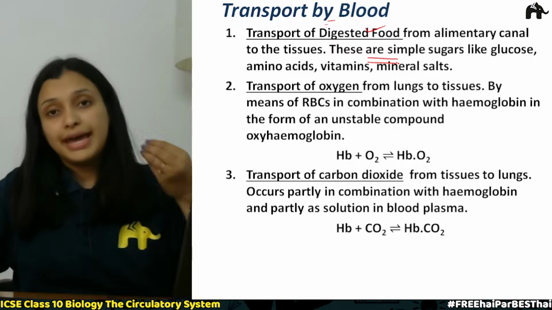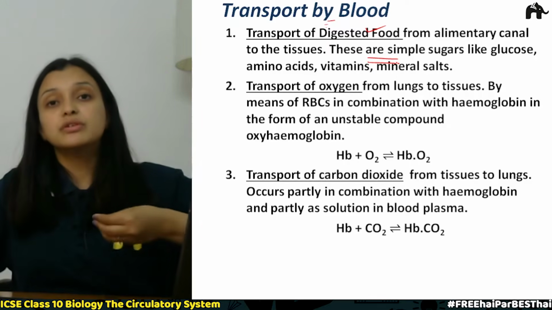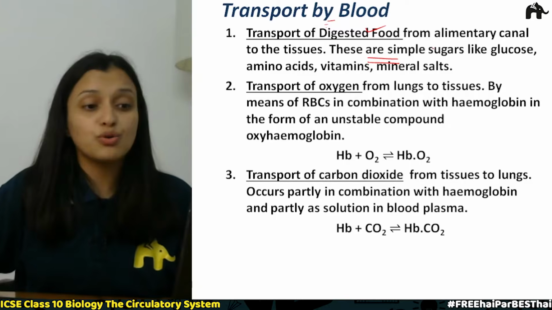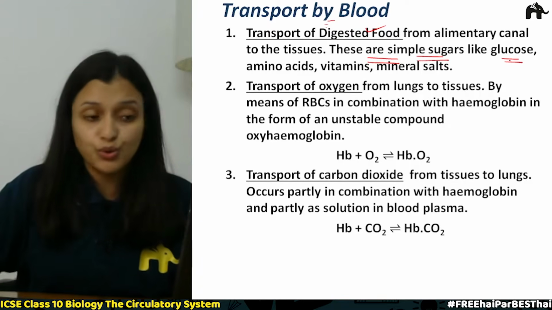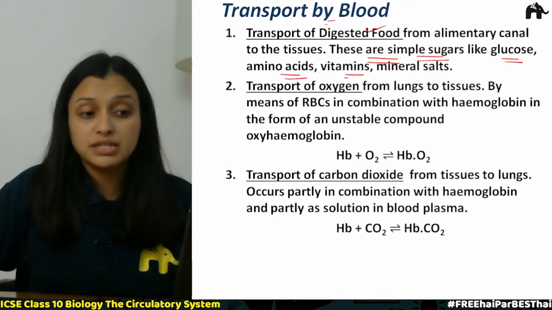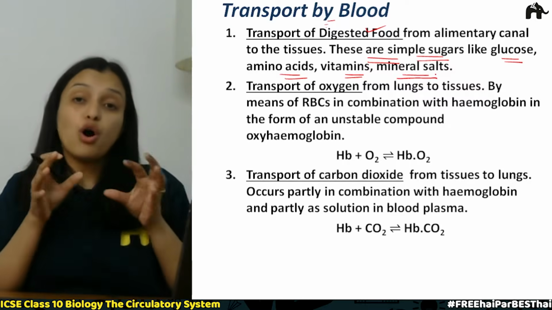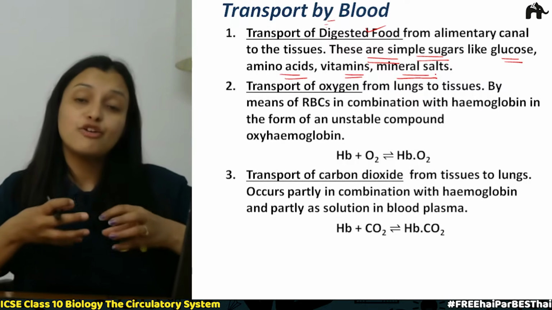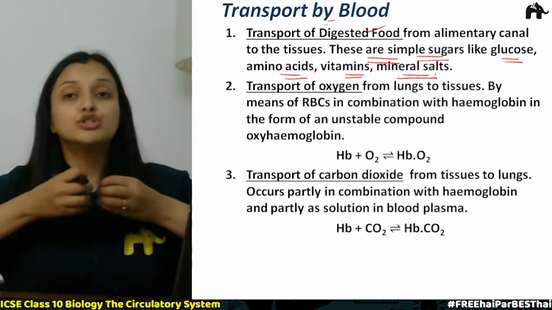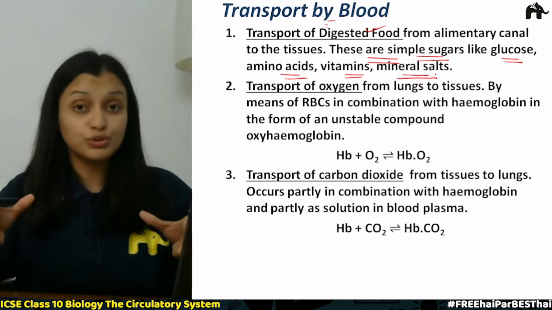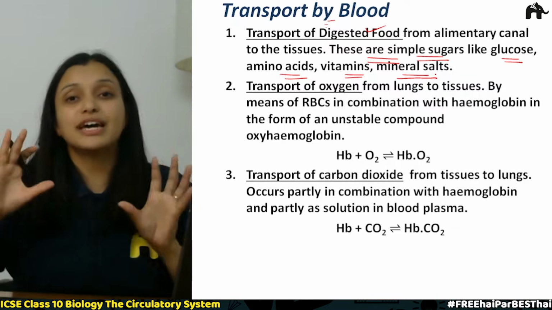These absorbed nutrients are needed by different tissues of our body. So who helps our body to distribute these nutrients? These can be simple sugars like glucose, amino acids, vitamins and mineral salts. All of them are carried from the small intestine to different parts of the body. So they help in the transport of the digested food.